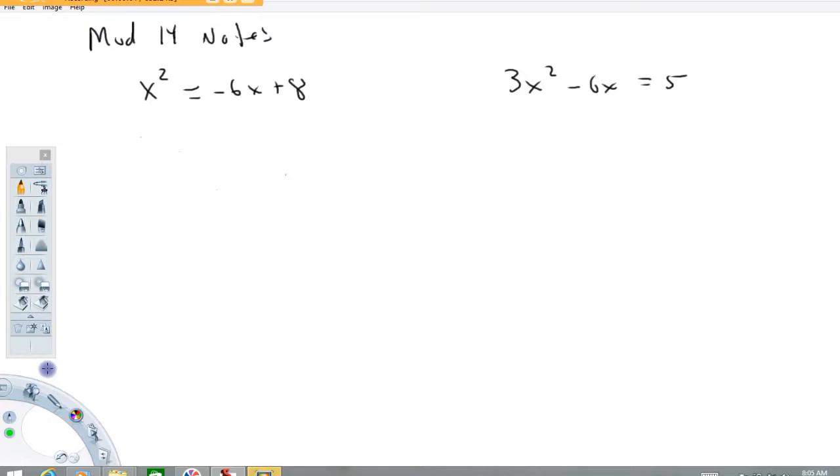I'm making this video to provide a couple more examples of how to complete the square. These are some examples out of your Module 14 notes. So we're going to take a look at this one first.